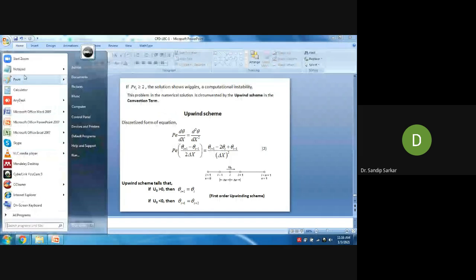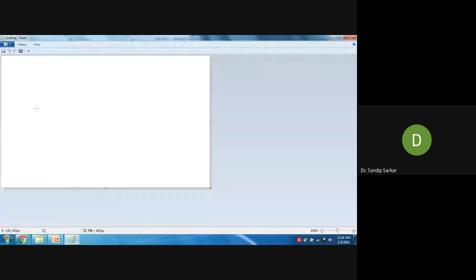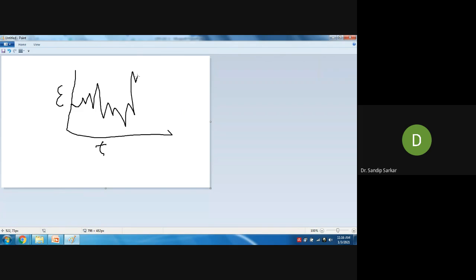Let us explain it here. Suppose you are solving the problem numerically, and this is the error, epsilon, with time. Now you will see oscillation in the error, this kind of oscillation. This is called wiggles, when the Peclet number is very, very much greater than 1.